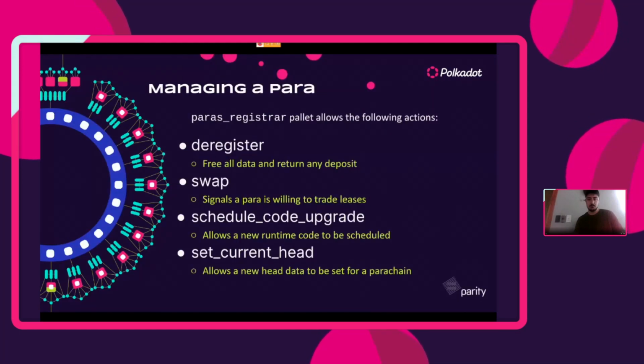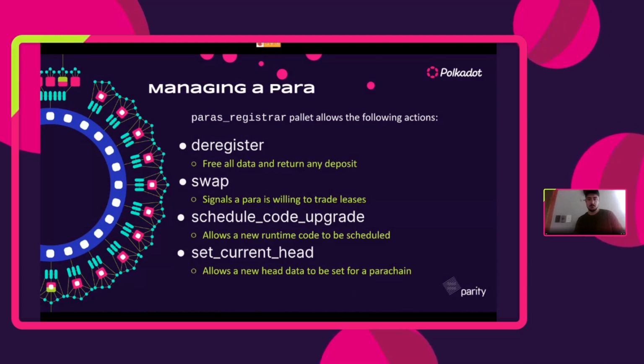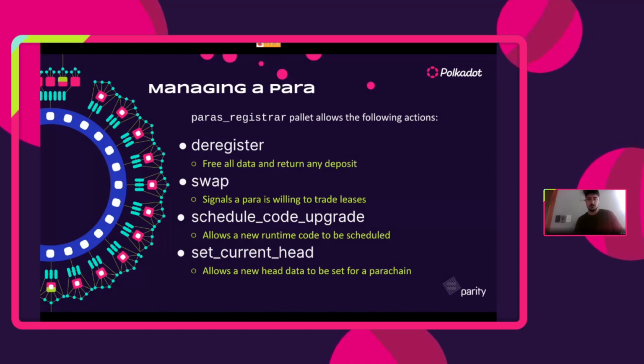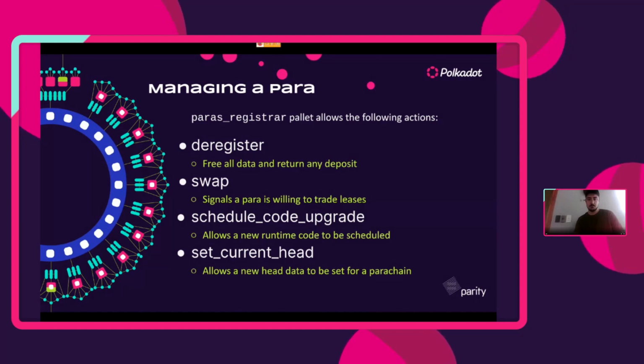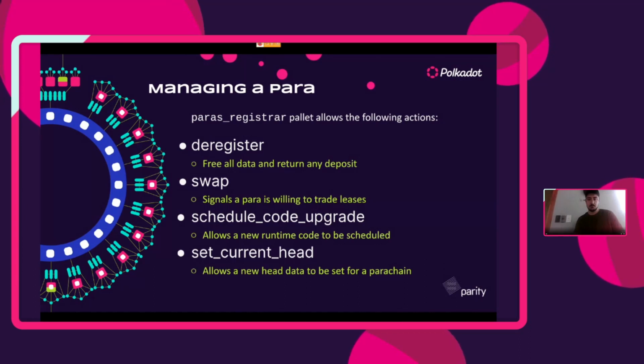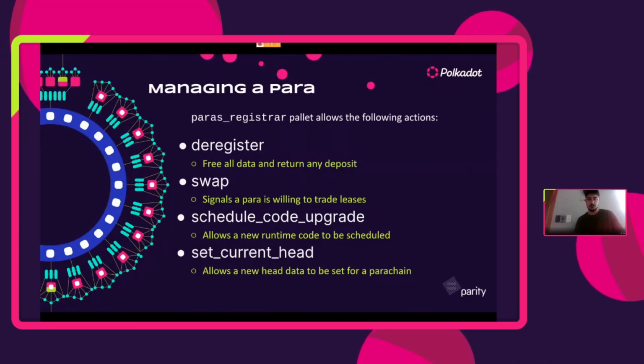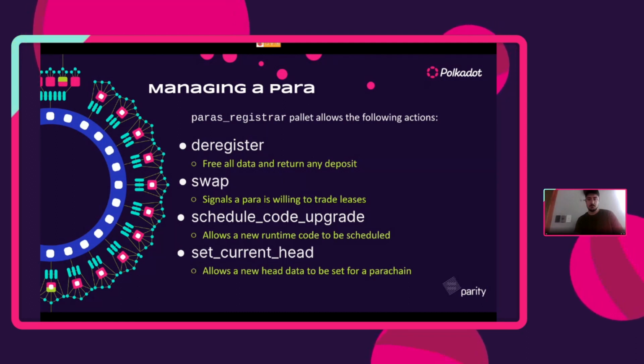And with this information, let's jump to the next slide, which is about managing a parachain. From the relay chain side, which extrinsics do we have in order to make some changes in our parachain or do certain actions with it? I wanted to focus precisely on the paras registrar pallet, which exposes the four extrinsics that are on the screen.